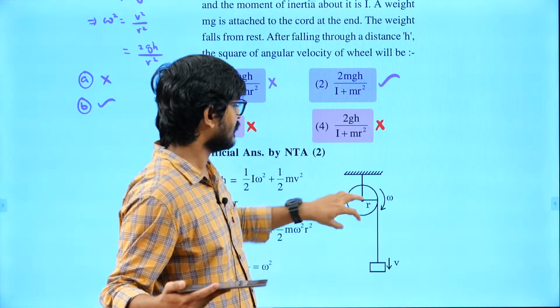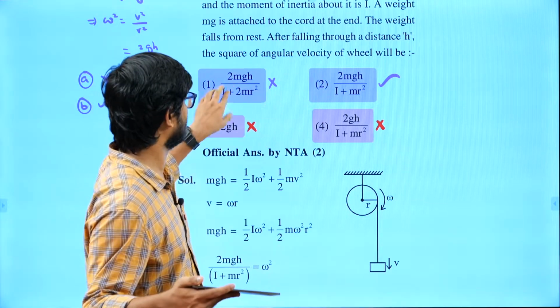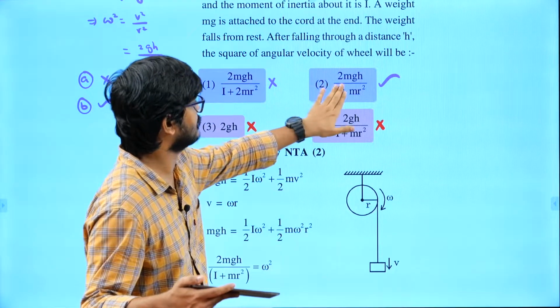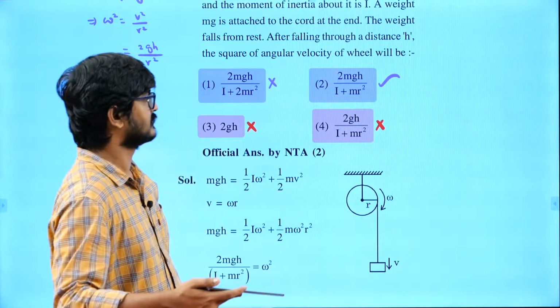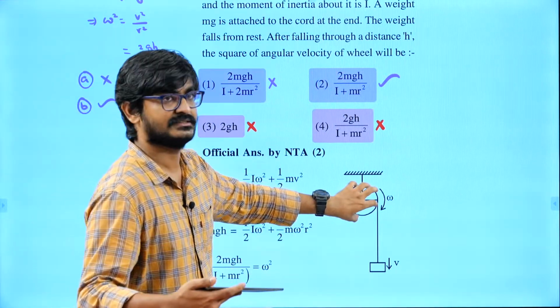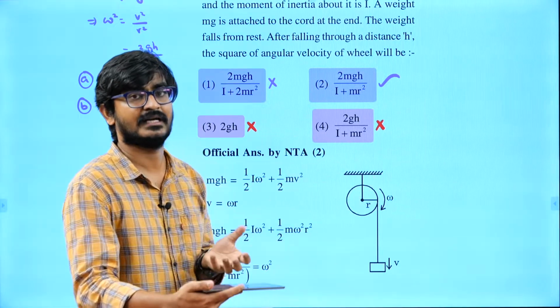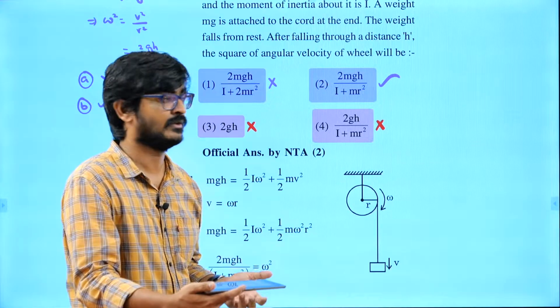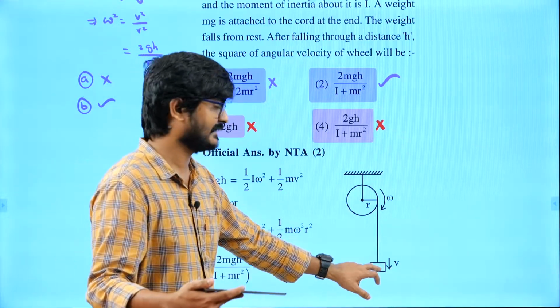If I can make the moment of inertia 0, then I can see both options are going to be different, because one is going to be 2 by 2 and the other 2 by 1. So what will happen if this moment of inertia is 0? It won't have any kinetic energy even though it has omega. Half I omega square is going to be 0. So when this falls by distance h, whatever kinetic energy is there will be the kinetic energy of only the mass.